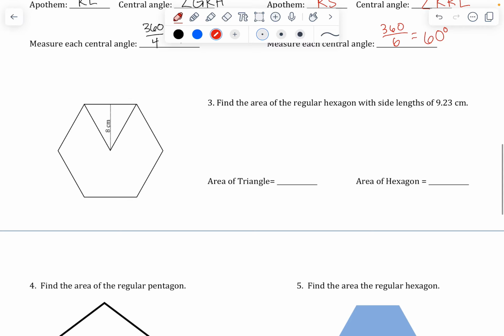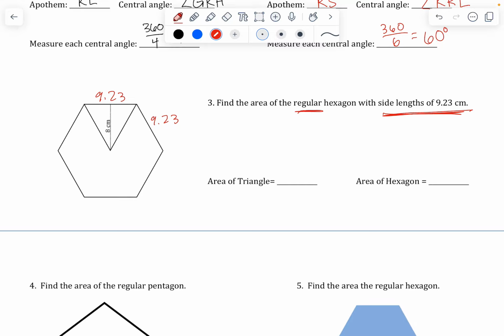All right, moving on to number 3. Let's find our first area of a polygon. This time we're going to find the area of this regular hexagon. Regular means all the sides are the same length. And right here it's telling us the side lengths are 9.23. So this side is 9.23, this side is 9.23, etc., all the way around.